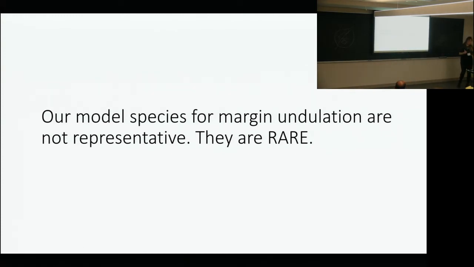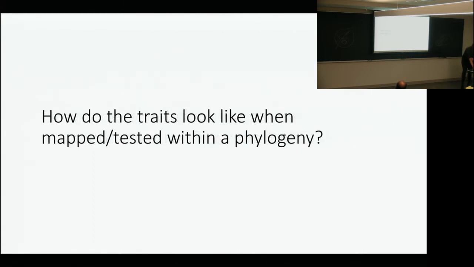So one of the conclusions here is that the model species for undulation are sort of rare and not really representative. So if we want to talk about how those undulations are generated, we should probably consider the fact that they are not that common, that there is this continuum of undulation that you might see. So we can ask any mechanism that we might come up with to explain the entire morphospace. And that's a way to test how good your morphogenetic models are. How do these traits look when they're actually tested within a phylogenetic context?